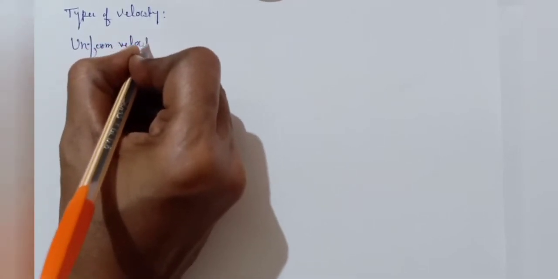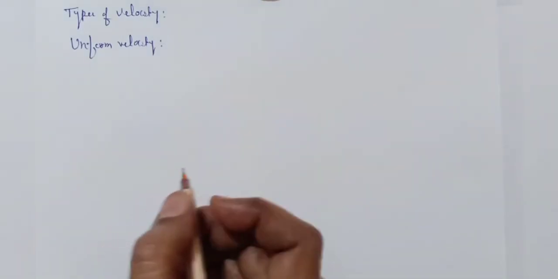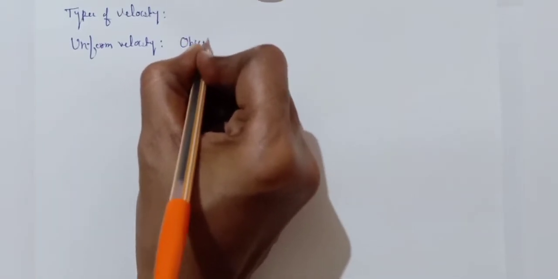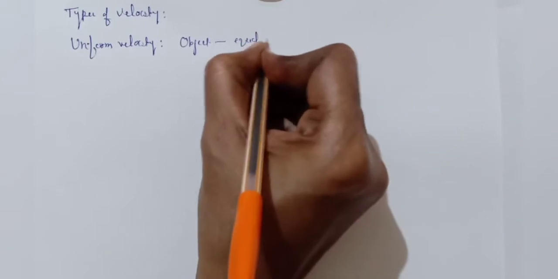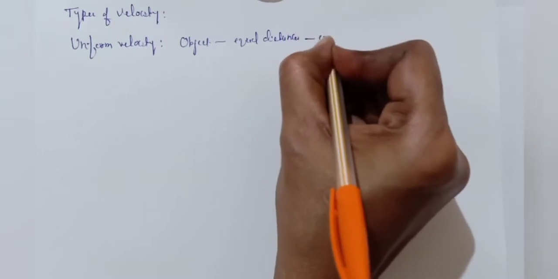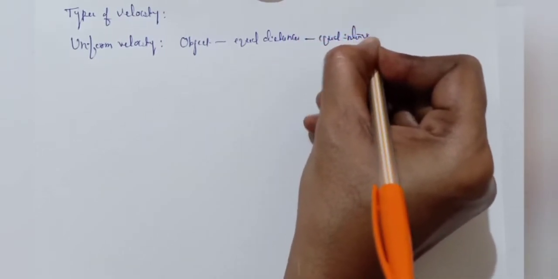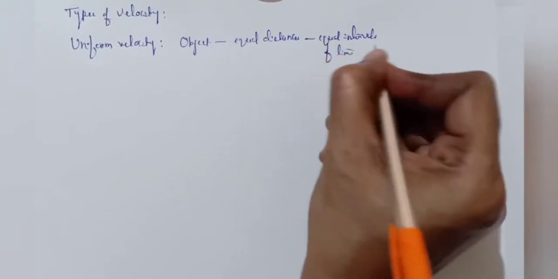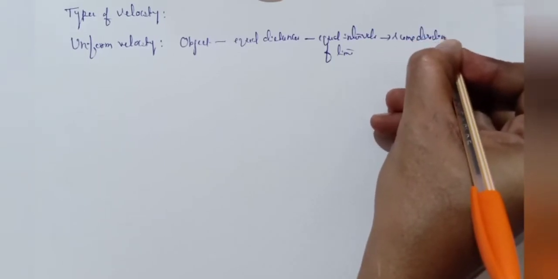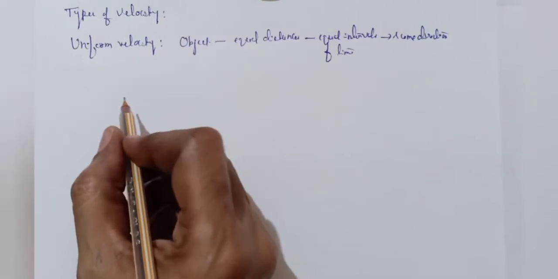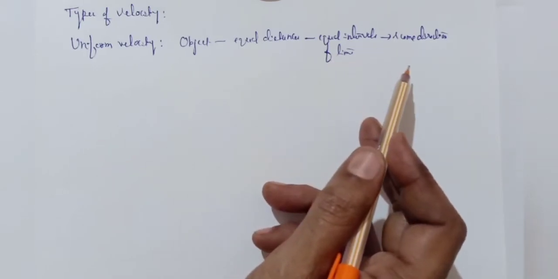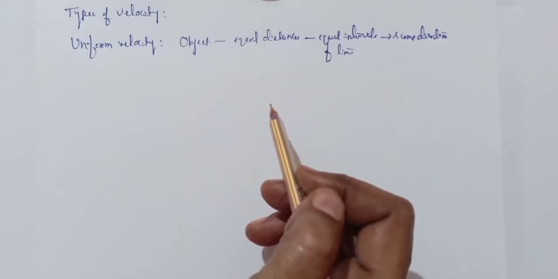Uniform velocity. If an object covers equal distances in equal intervals of time, in the same direction, then the velocity of the body is said to be uniform.